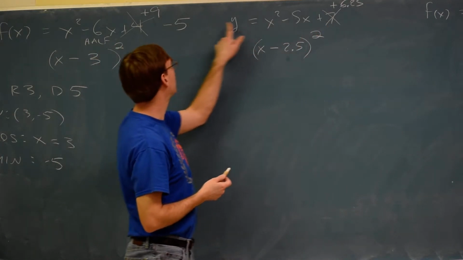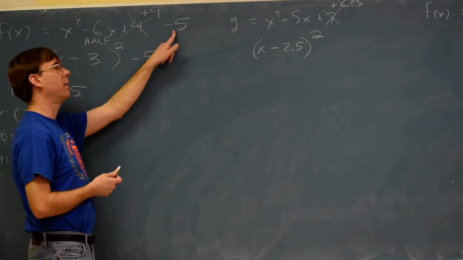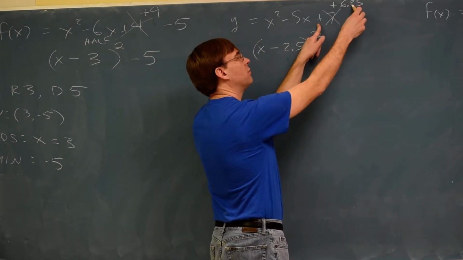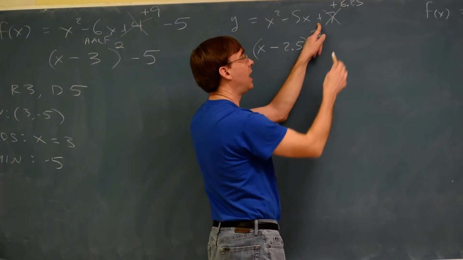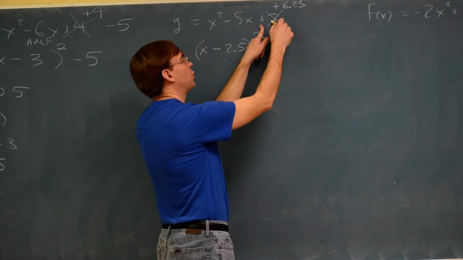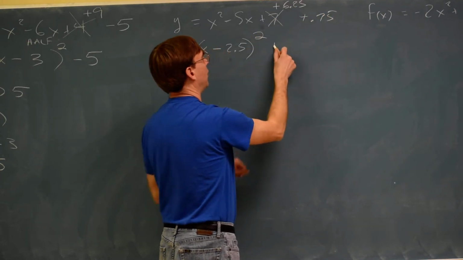Unlike the previous question where we went up from 4 to 9 and then paid for it by going down, this went down. From 7 to 6.25, you went down 0.75. Use your calculator to help you figure that out if you need to. But since this went down 0.75, we need to go up 0.75.